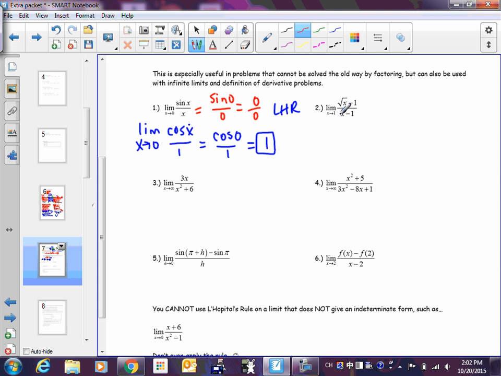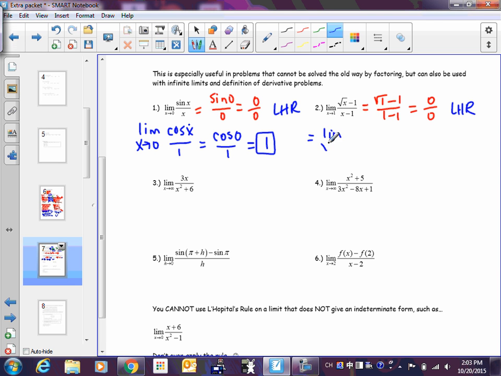Okay, let's look at problem 2. Always plug the number in. You have to confirm that you're going to get 0 over 0 before you decide, hey, let's try L'Hopital's rule. We did see problems like this at the beginning of the year. Does anybody remember how we got rid of that square root? You multiplied by the conjugate. And you may or may not remember this, but it kind of got messy. Okay, you can totally get out of that by doing L'Hopital's rule.